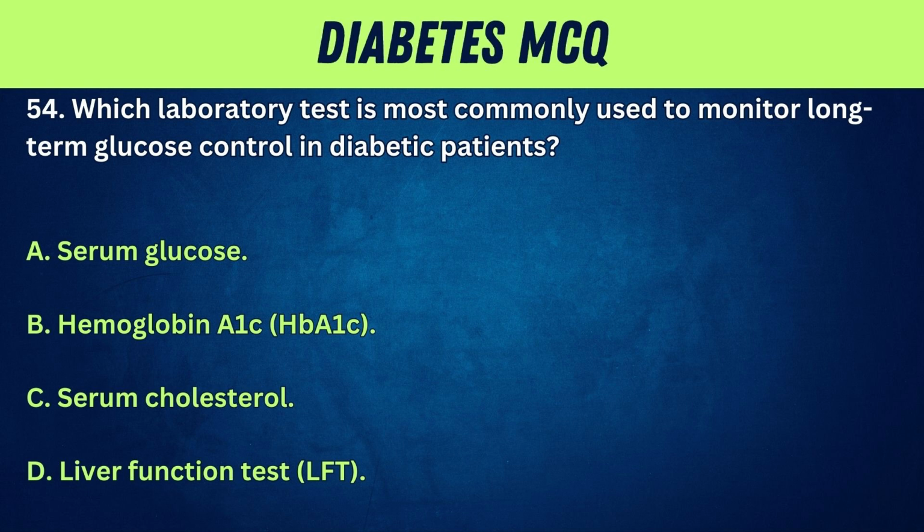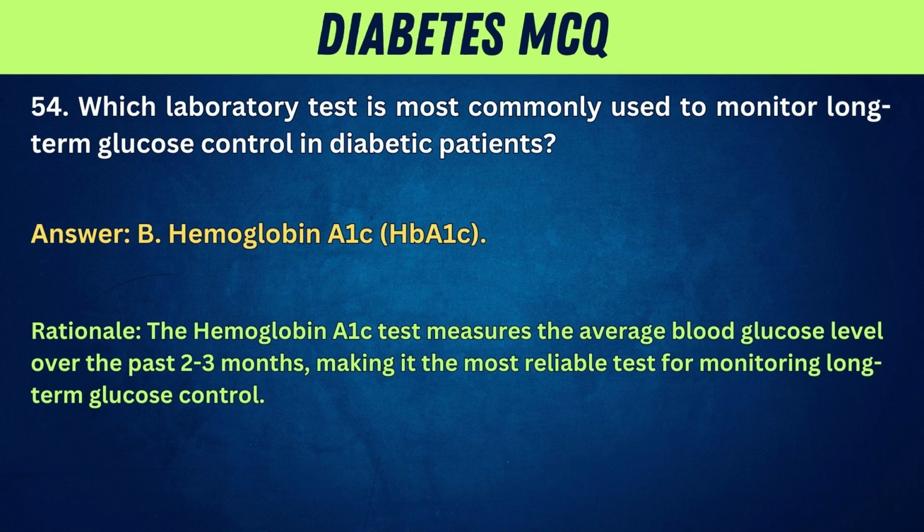54. Which laboratory test is most commonly used to monitor long-term glucose control in diabetic patients? A. Serum glucose. B. Hemoglobin A1C, HbA1c. C. Serum cholesterol. D. Liver function test, LFT. Answer: B. Hemoglobin A1C, HbA1c. Rationale: the hemoglobin A1c test measures the average blood glucose level over the past 2 to 3 months, making it the most reliable test for monitoring long-term glucose control.